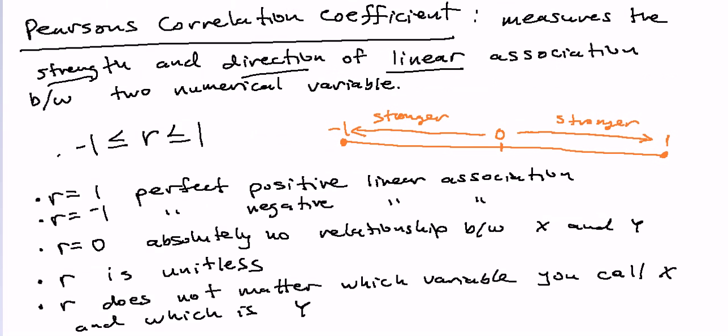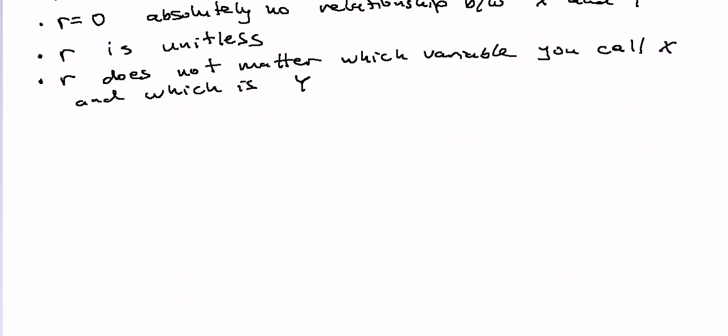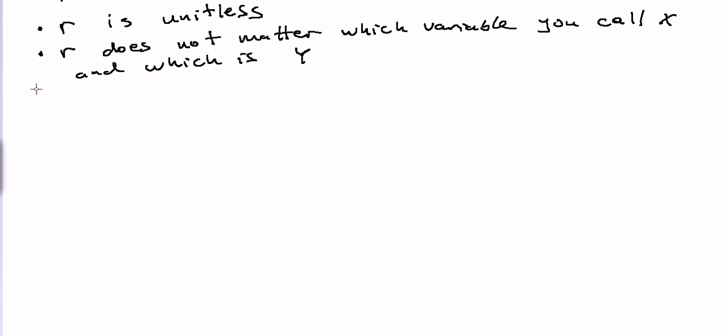Let's scroll down a bit. So R is sensitive to outliers. So if you have an outlier that you noticed on your scatter plot, it's going to greatly affect the value for R. Okay? What else can we say about R?